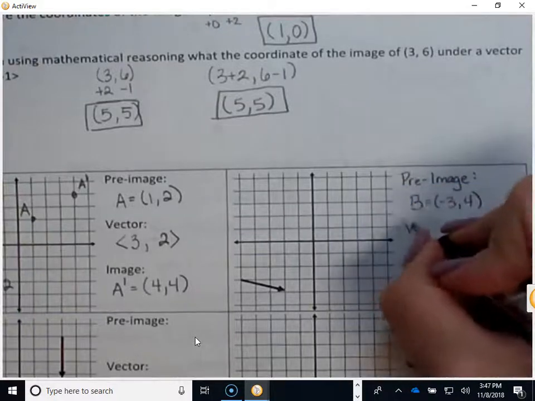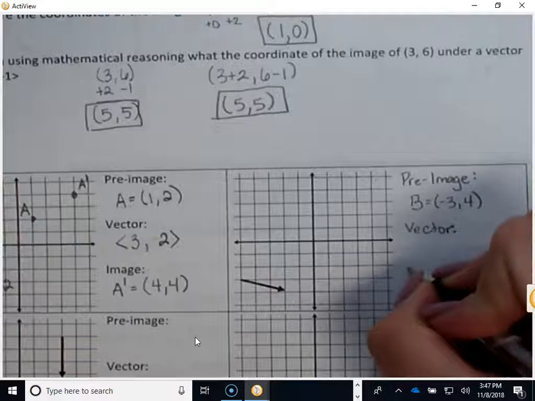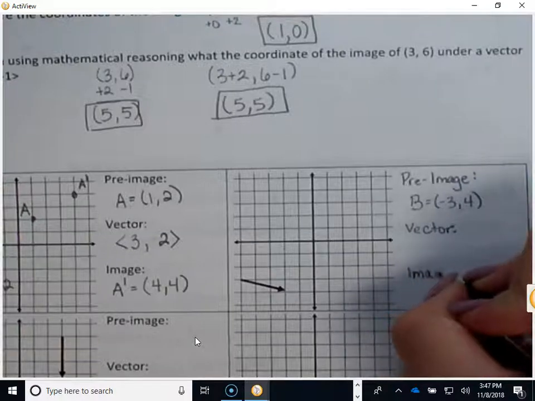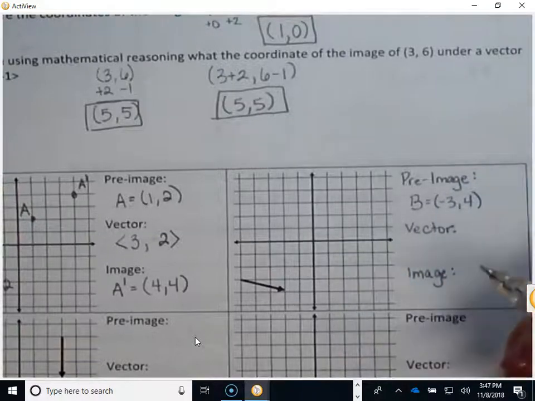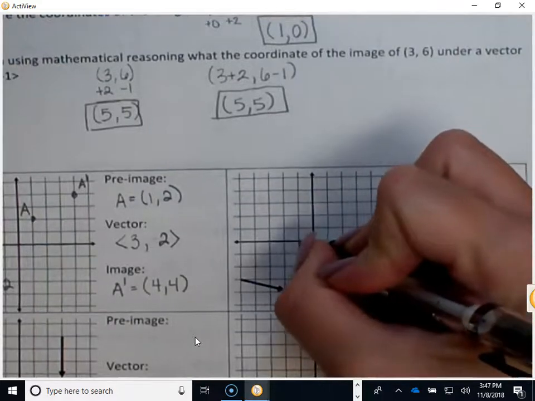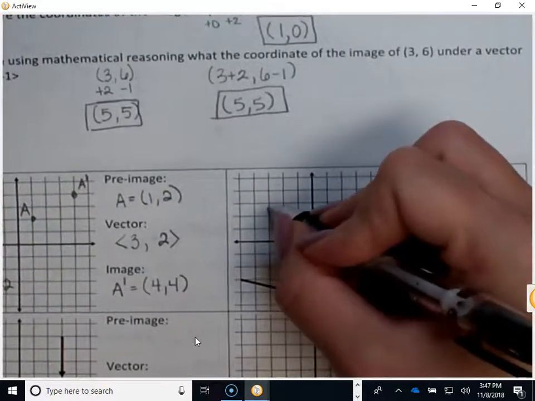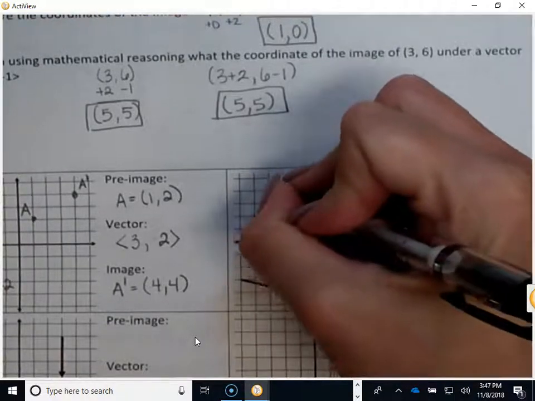I'll go ahead and write in my vector here, and then my image down here, and we'll fill that in. All right, so plot your point B at -3, 4. That means -3 we're going to the left 3, +4 means you go up 4. Plot that point B.